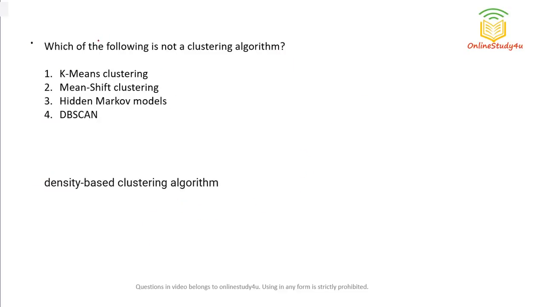Here's our next question: which of the following is not a clustering algorithm? K-means clustering algorithm we do have. Mean shift clustering algorithm is there. DBSCAN is also a clustering algorithm, and the full form is density-based clustering algorithm. Hidden Markov models is not a clustering algorithm, although they are used for some clustering purposes, it is not a clustering algorithm. So option 3 will be the correct answer for this particular question.